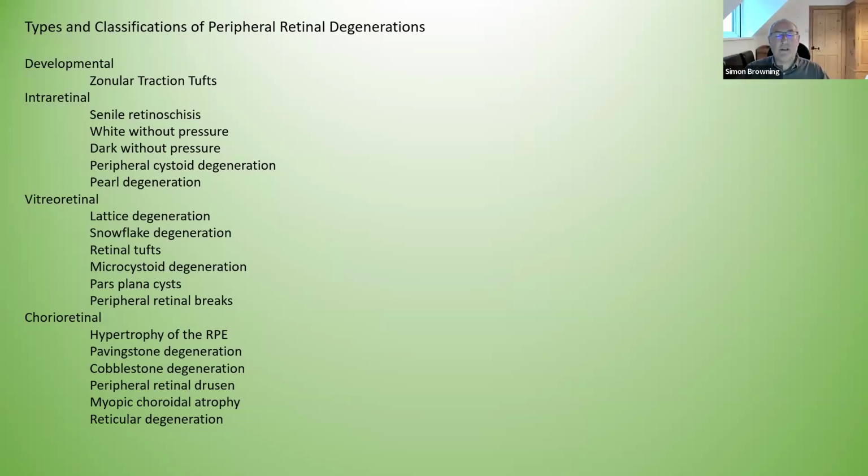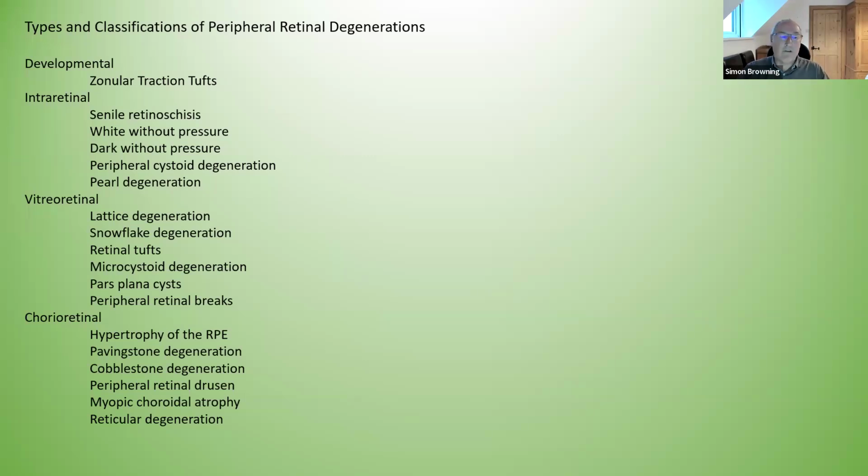You can see these fall into very specific categories here. Developmental degeneration, so zonular traction tufts right out in the very periphery. Intraretinal, so senile retinoschisis, white without, dark without pressure. Peripheral cystoid degeneration, which we've mentioned in earlier sessions. Pearl degeneration. And then the vitreoretinal ones: lattice, snowflake, retinal tufts, microcystoid degeneration, pars plana cysts, which again we've talked about before, and peripheral retinal breaks. More of that next month.